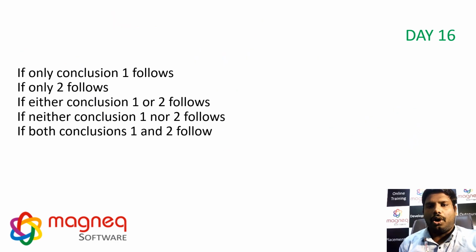So these are the options: if only conclusion 1 follows, if only conclusion 2 follows, if either conclusion 1 or 2 follows, if neither conclusion 1 nor conclusion 2 follows, both conclusion 1 and 2 follow.